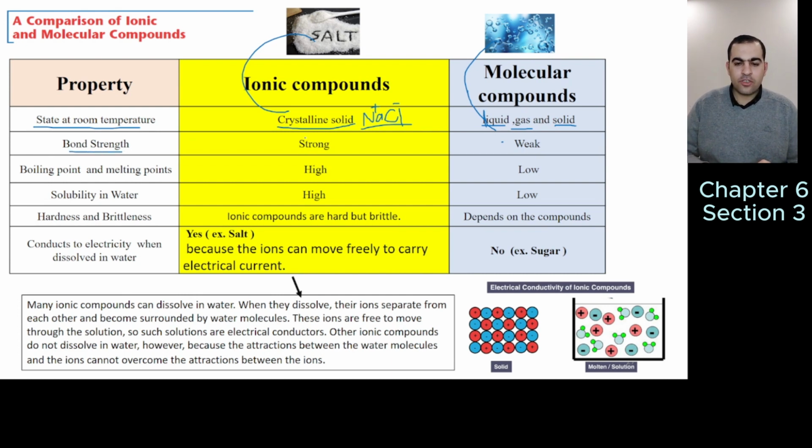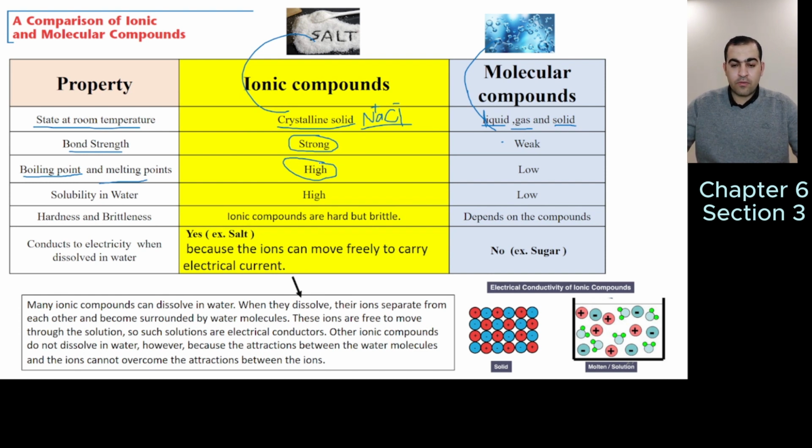Bond strengths. Actually, in ionic compounds, the bond between ions is stronger than the bond between atoms of molecules in molecular compounds. Boiling point and melting point. Boiling point is the temperature at which a liquid changes to gas. Melting point is the temperature at which a solid changes into liquid.